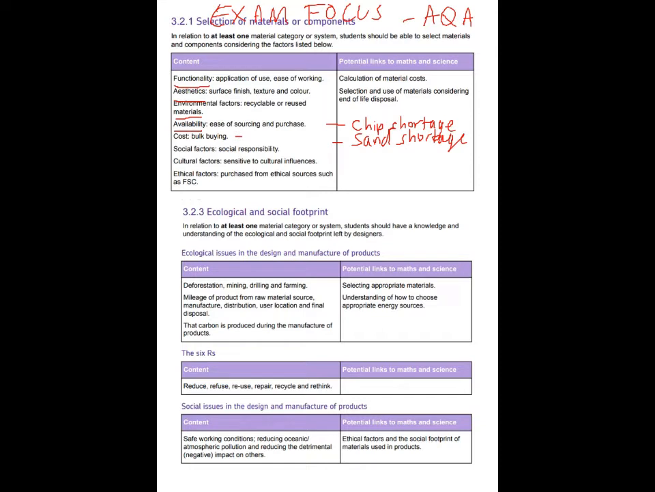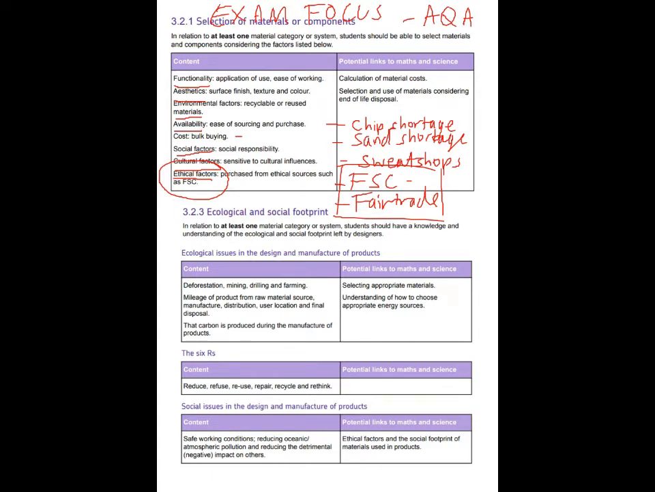We covered bulk buying. We thought about social, cultural and ethical factors, such as buying from sweatshops and places like that. And we also covered the FSC and fair trade, which are two really good things to talk about if ethical factors do come up, because these two organisations are really looking after people in lots of different countries. FSC looking after forests, but also looking after the indigenous people that live in the rainforest and all sorts of different things in the environment.